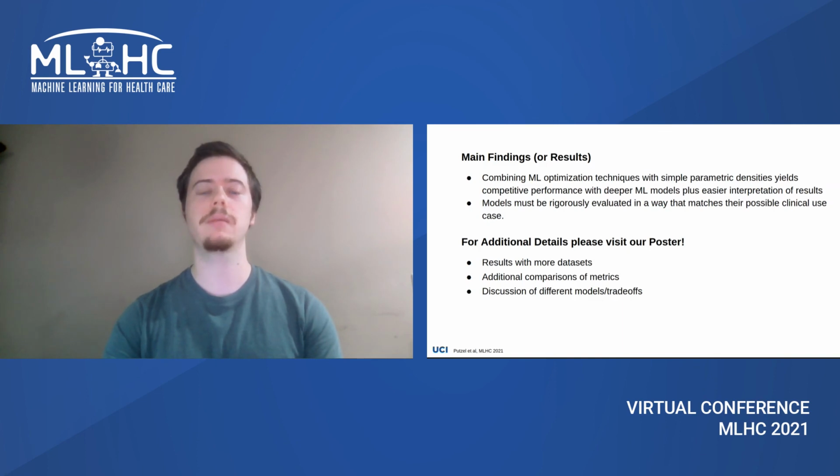The main results from our work are that combining machine learning optimization techniques with simple parametric densities yields competitive performance with deeper machine learning-based models, plus easier interpretation of results. Also, that models must be rigorously evaluated in a way that matches their possible clinical use case.